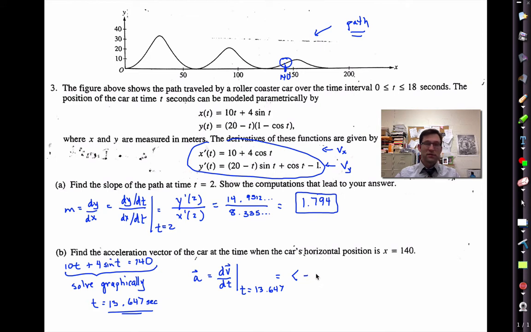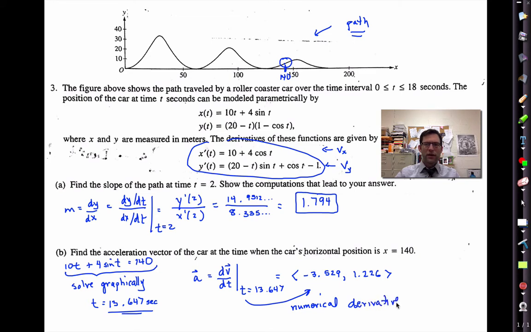And that ends up being ugly again, negative 3.529 and 1.226. So again, we're going to do this by using a numerical derivative.